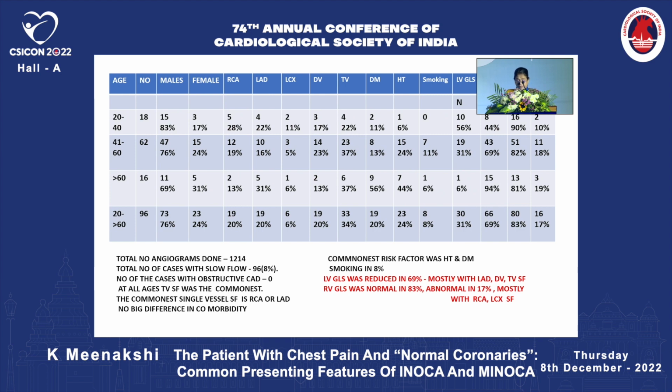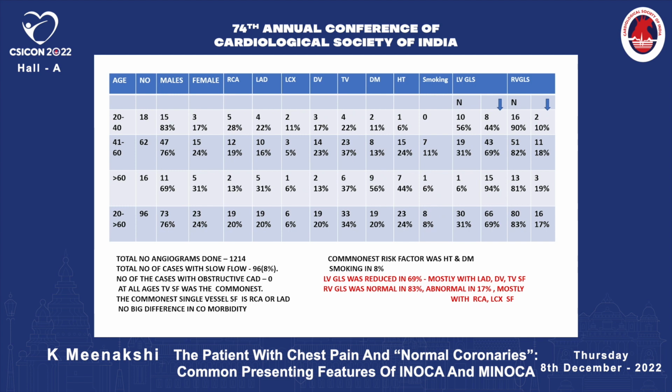But I found the left ventricular global longitudinal strain was reduced in 69%, mostly in patients with LAD slow flow, double vessel and triple vessel slow flow. And the RV-GLS was normal in 83% and abnormal in 70%, mostly with RCA or LCX slow flow, indicating that definitely microvascular dysfunction is affecting the myocardial function because of an impairment of coronary circulation, even if it is at the microvascular level.